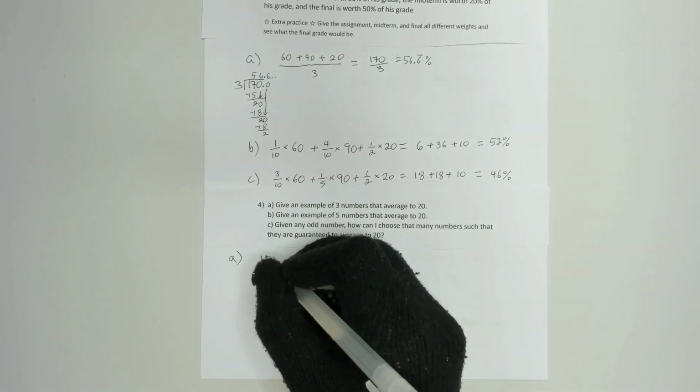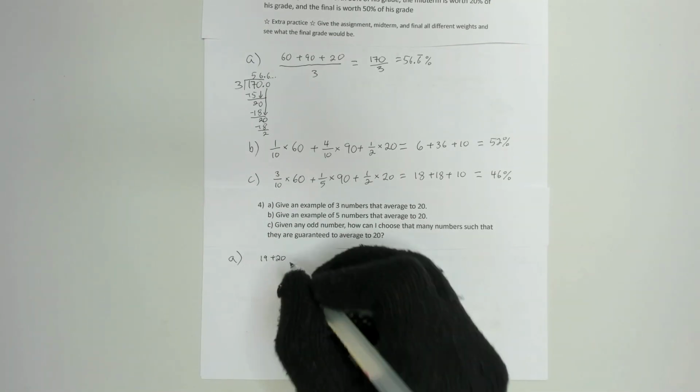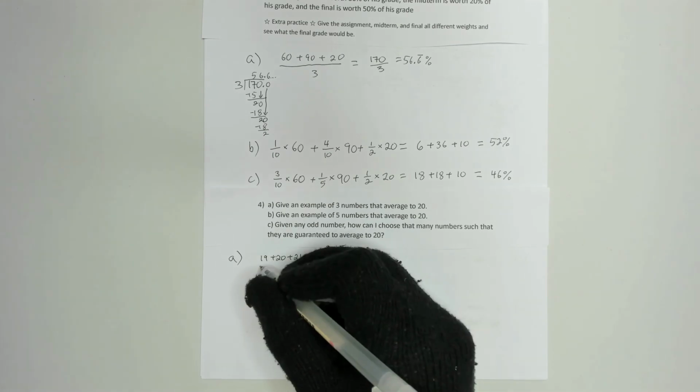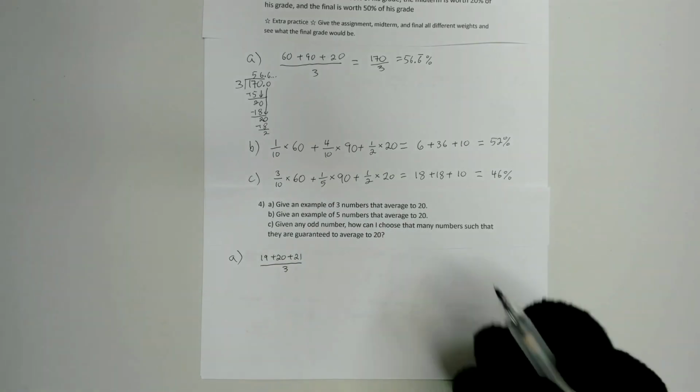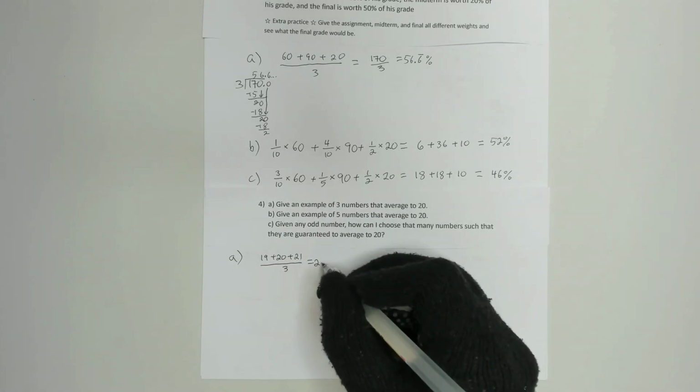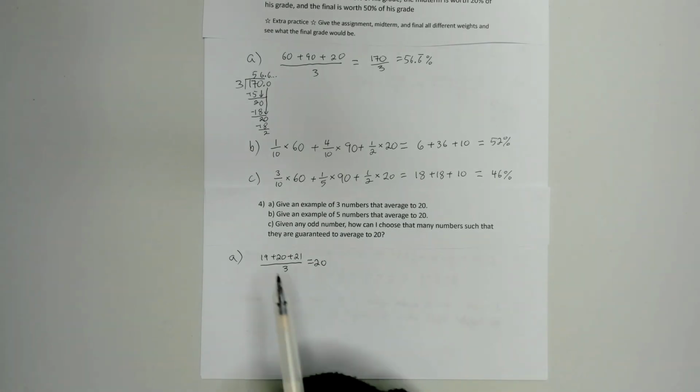If I do 19 plus 20 plus 21, and we divide that by 3, we'll see that we actually end up getting an average of 20. And maybe that's somewhat intuitive because 19 and 21 are on either side of the 20, and 20 is exactly the 20, so it kind of makes sense that our average should be 20.